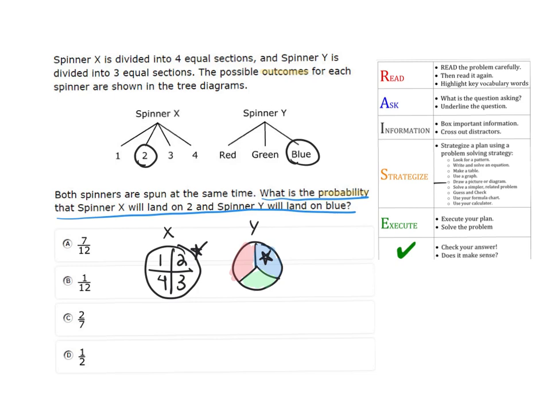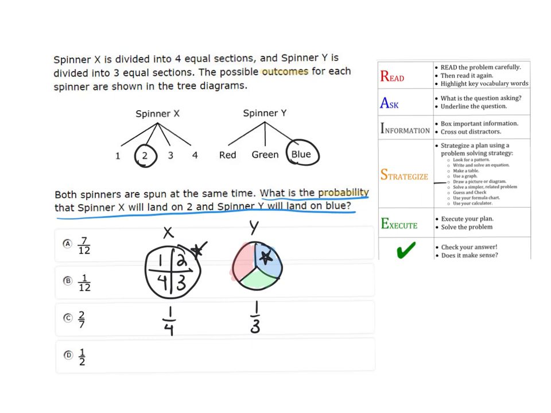I think this visual is actually a little bit easier to think about, because what I'm trying to think about is the probability of getting a 2 and a blue, right? So with my picture here, I can easily see that's 1 out of 4. So I have a 1 out of 4 probability of getting a 2. And for my spinner Y, I can see I have a 1 out of 3 probability of getting blue, because there's 3 colors and one of those is blue. So the probability of 2 is 1/4. The probability of blue is 1/3.